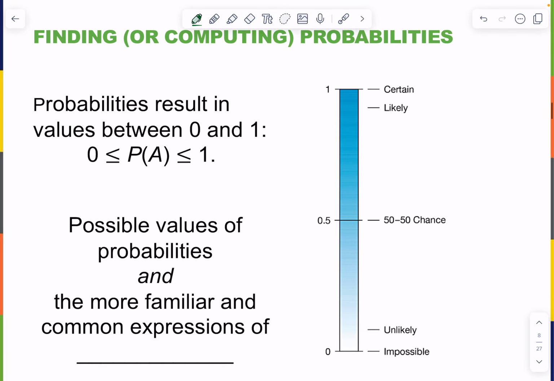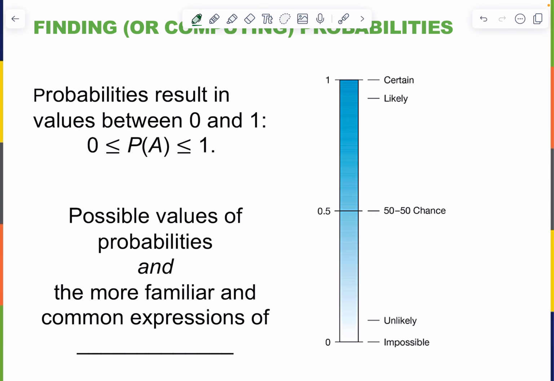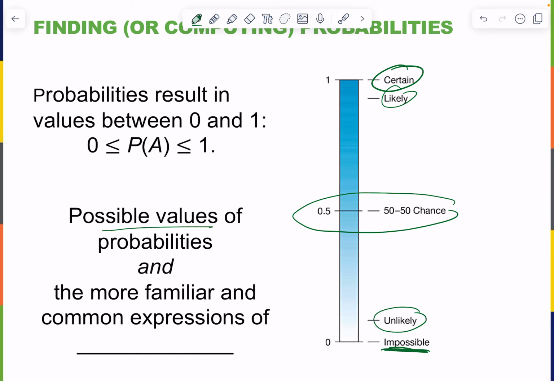Okay, now probabilities come between 0 and 1. So 0 is impossible. 1 is absolutely certain. If it's close to 1, then it is likely. If it's close to 0, it is unlikely. And if it is 0.5, then it has roughly equal chance of happening as not happening. Okay, so possible values in the probability. So you look here at this little chart, and it relates the common expressions of likeliness.